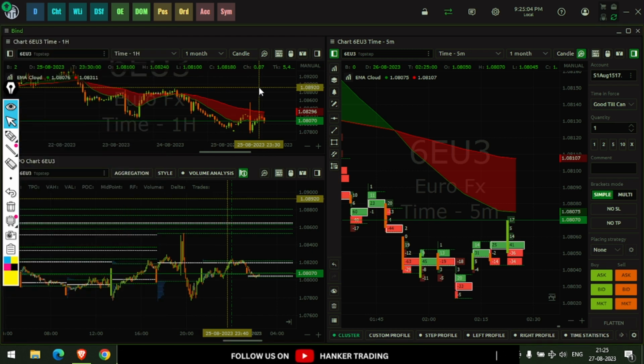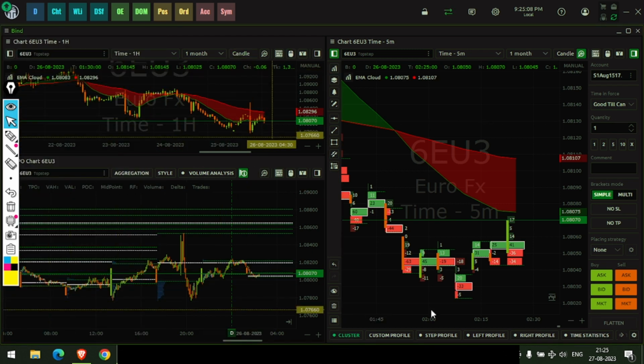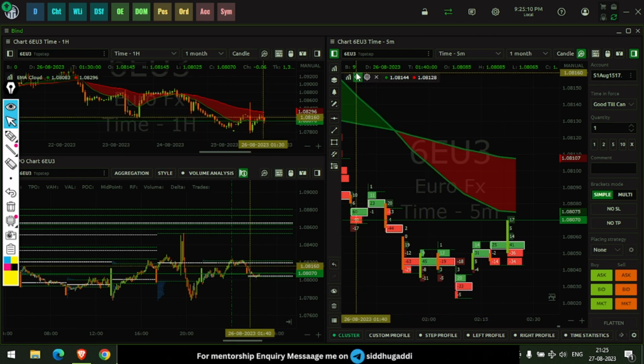The first pro that I'm going to talk about: you can add multiple windows and combine them, and you just need to save it as a template. So you don't need to work hard each and every day to set up this template.